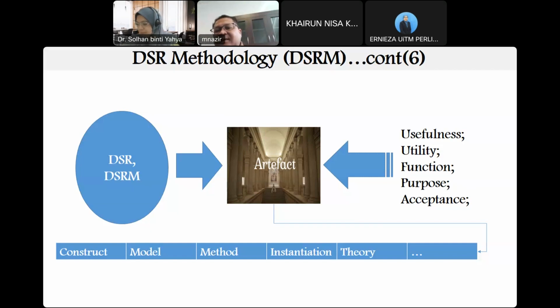Dan kita kena justify method kita itu new. Sebab tu kita perlu ada key paper. Key paper tu yang berkaitan dengan method tadi. Key paper tadi berkaitan dengan model kita tadi. Key paper tadi berkaitan dengan construct tadi. Key paper tadi berkaitan dengan instantiation tadi.